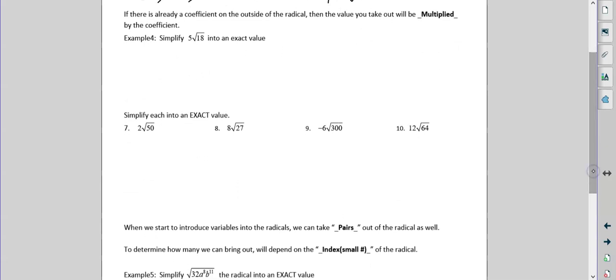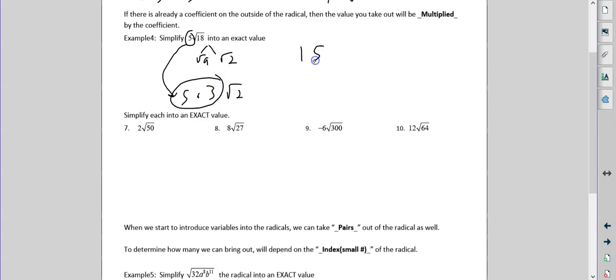Now, I've already kind of alluded to this. When we simplify, if there's a number on the outside, it gets multiplied by what comes out. I like to give a reminder to do this whenever there's a number on the outside, just to remind you that this 5 has to be multiplied by whatever comes out. Okay, it's very common to forget it. So the 18 is going to break down to square root of 9 times the square root of 2. Well, the square root of 9 is 3, and the radical 2 comes along, but remember, we need to multiply these two and get 15 radical 2. Final answer.